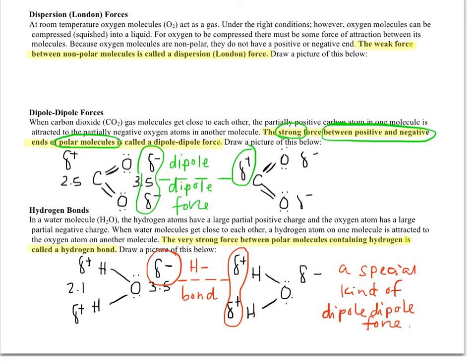Okay, but the thing is that these hydrogen bonds are really, really strong. They're the strongest of all the dipole-dipole forces. Why is that? Because hydrogen is so teeny tiny that oxygen can really crank on it. It can pull really hard on that hydrogen, right?